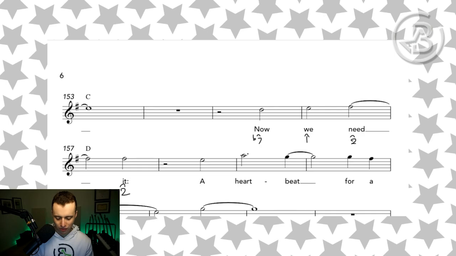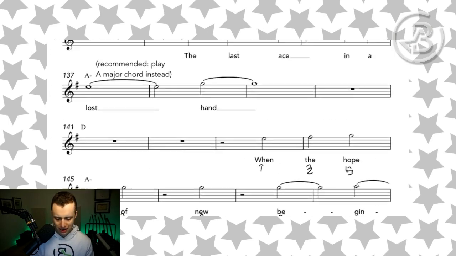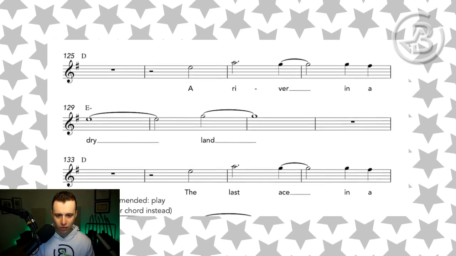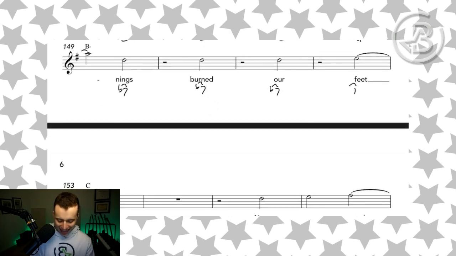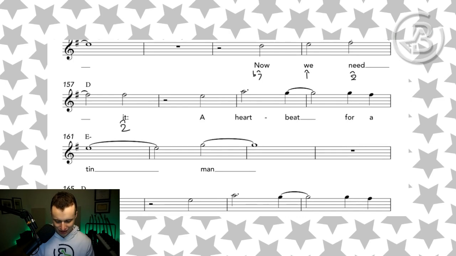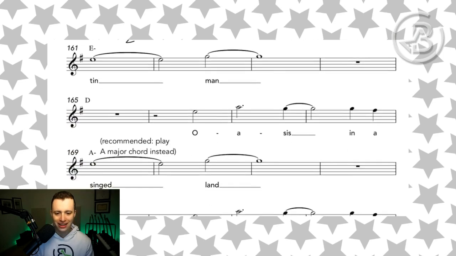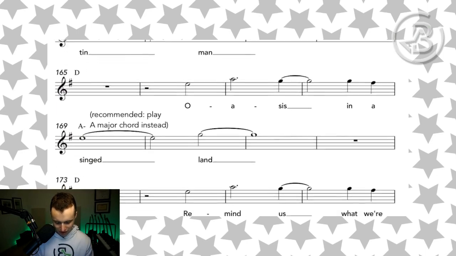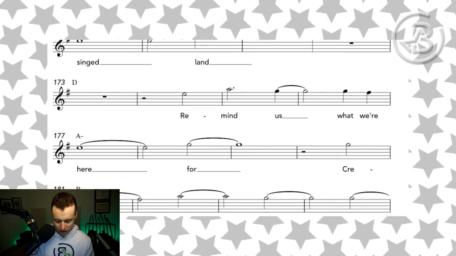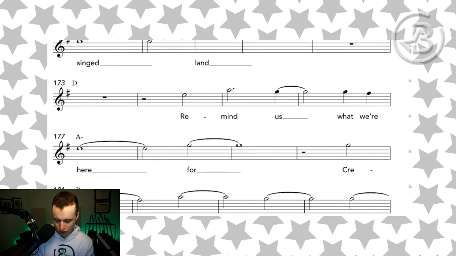the rhythm we had before. "A heartbeat for a tin man." This is the same rhythm that we had for example, "a river in a dry land" or "the last ace in a lost hand." And it's the same exact notes. "A heartbeat for a tin man. Oasis in a singed land." Same notes, same rhythm, different words. Now, let's get into what changes here. "Remind us what we're here for, creating new life."